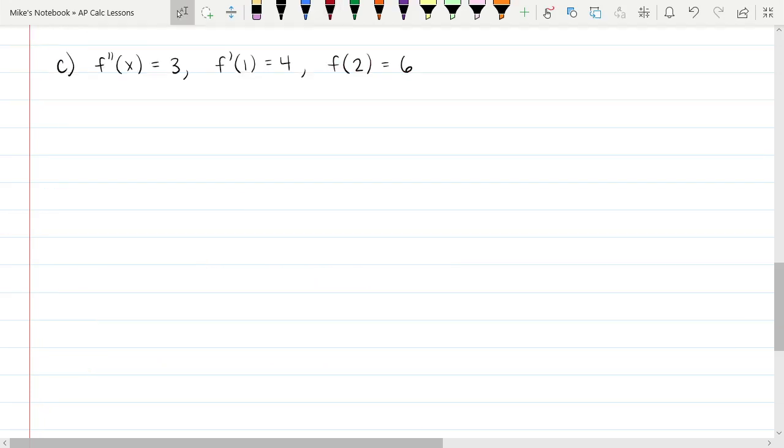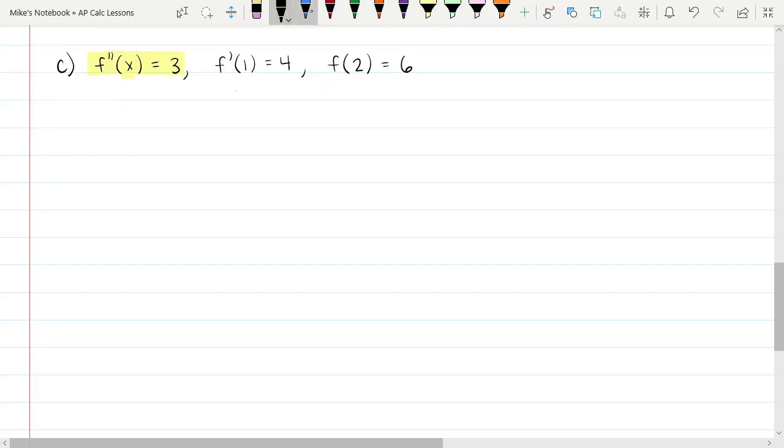All right, so this last example that we're going to look at here, we're given f double prime of x equals 3, f prime of 1 equals 4, and f of 2 equals 6. Now, one of these is our actual differential equation. The others are the initial conditions. So hopefully you recognize that this one right here is our differential equation. And you should recognize that because it still says f double prime of x. That's the dead giveaway here. Okay, so this right here is our differential equation.